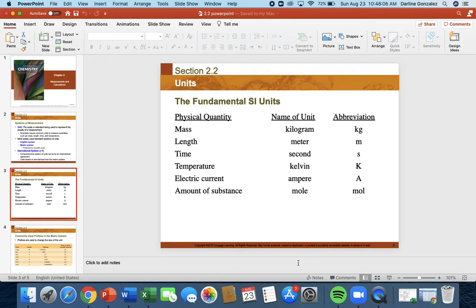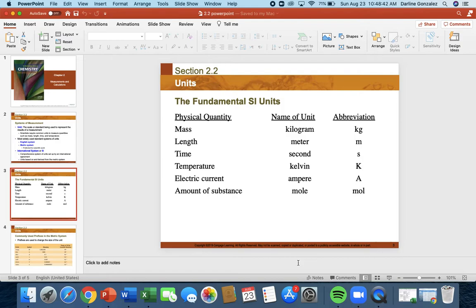Let me give you an example of some of the SI units, and some of these you're also going to see in our class. First we have mass. The fundamental SI unit for mass is the kilogram, and the abbreviation is kg. For length, we have the unit meter, and the abbreviation is a lowercase m. Time is measured in seconds, and the abbreviation for second is a lowercase s.